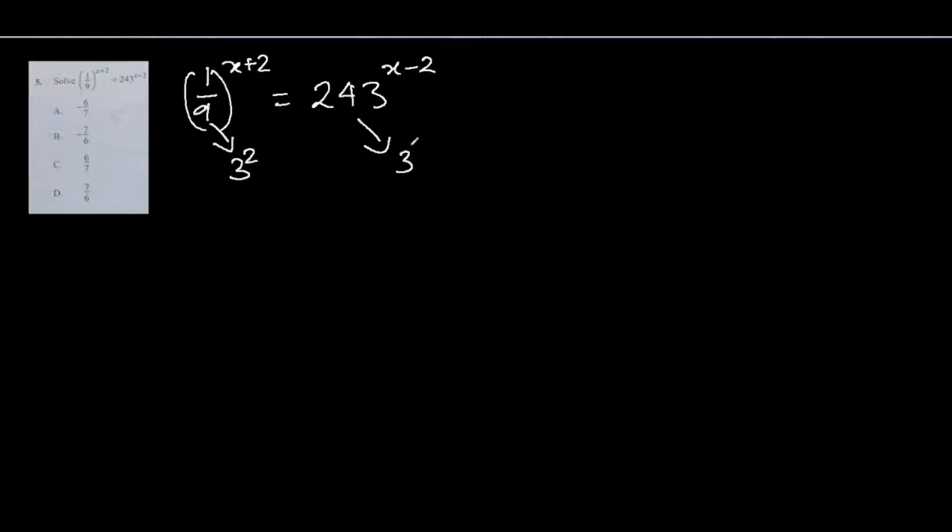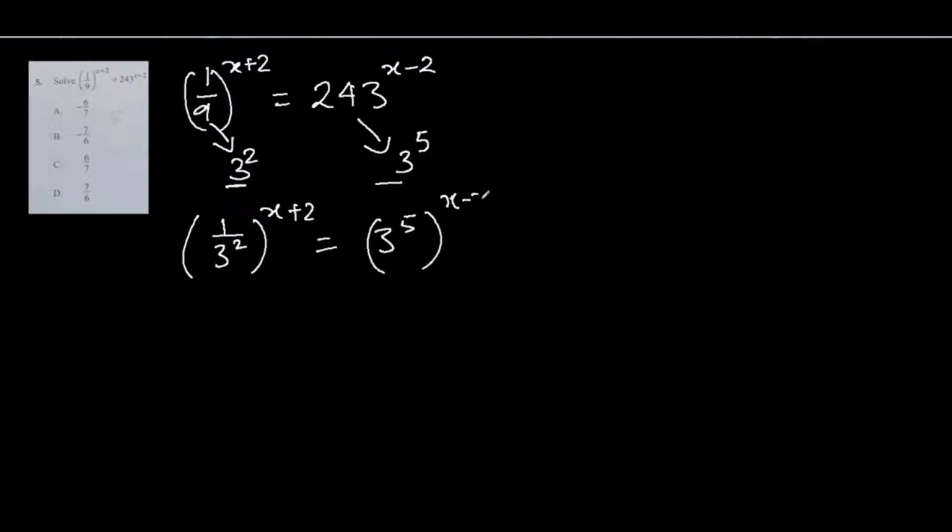In question 5, we have to solve an equation, and the equation is this: 1 over 9 to the power x plus 2 equal to 243 to the power x minus 2. Now we can see that 9 is 3 squared, 243 is 3 to the power 5. So we will replace them by 3 because we want same base on both sides. So it becomes 1 over 3 squared to the power x plus 2 equal to 3 to the power 5 to the power x minus 2.